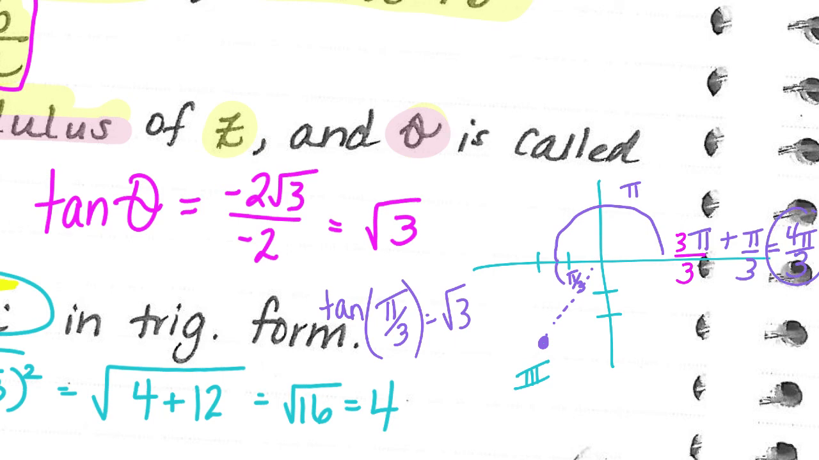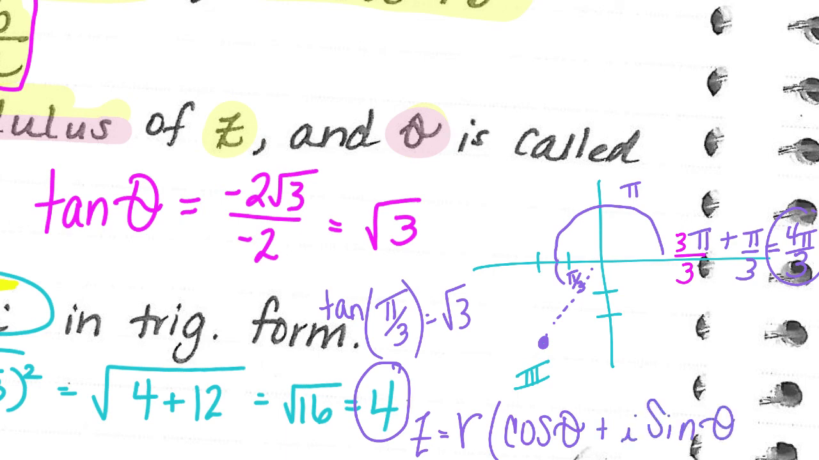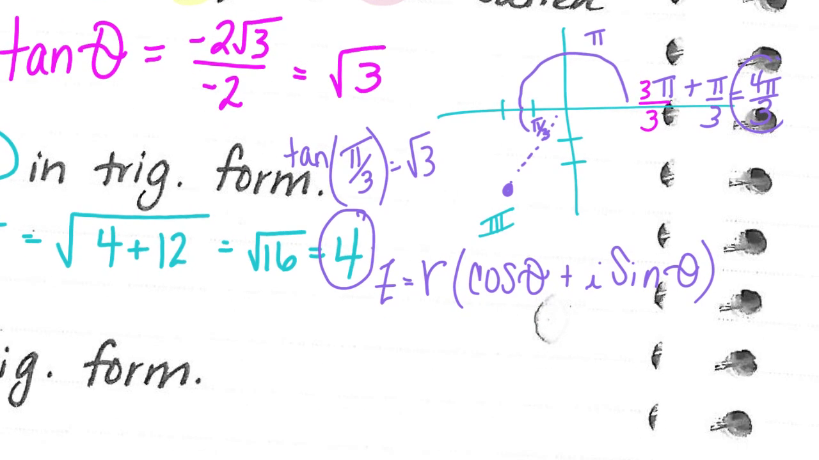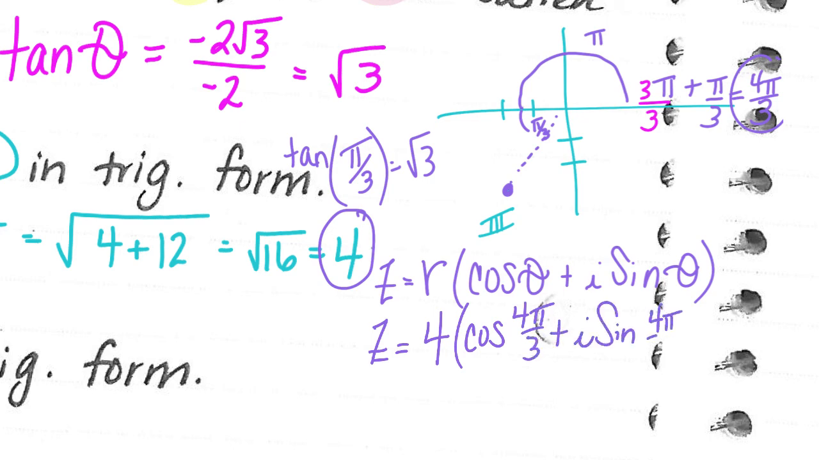Wow, that's a lot of information. So I'm going to take my r, and let's write z is equal to r times the cosine of theta plus i times sine of theta. And we're going to put it all together right now. So I know that z is equal to 4 times the cosine of 4 pi over 3 plus i times the sine of 4 pi over 3.